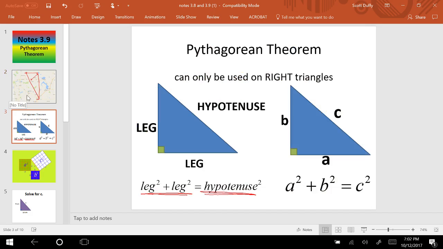The Pythagorean theorem can only be used with right triangles, and what it tells us is that if we square the legs and add them to make the sum, that should be equal to the square of the hypotenuse. So we call the legs that make up the right angle A and B, and then the side that is across from the right angle, that is the hypotenuse C.